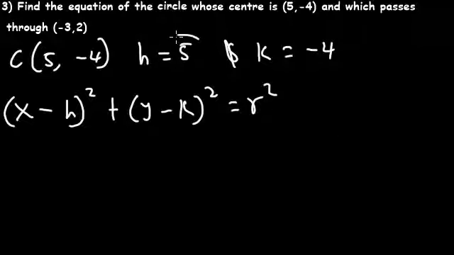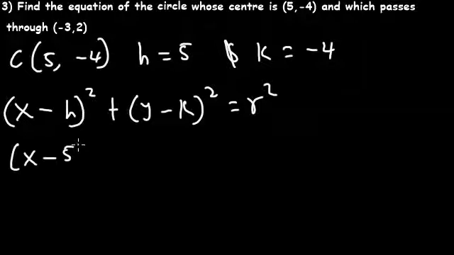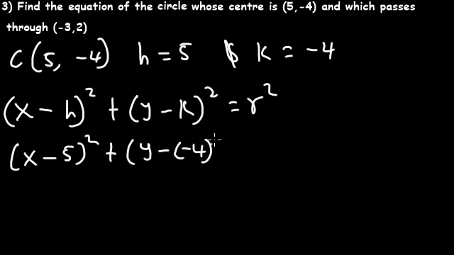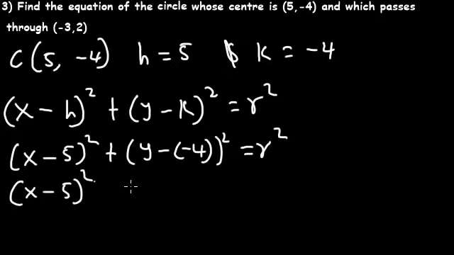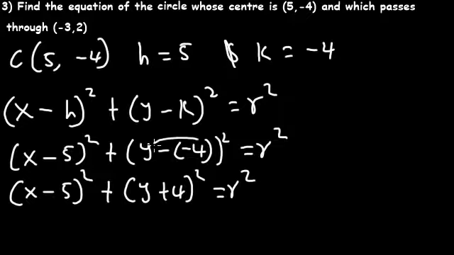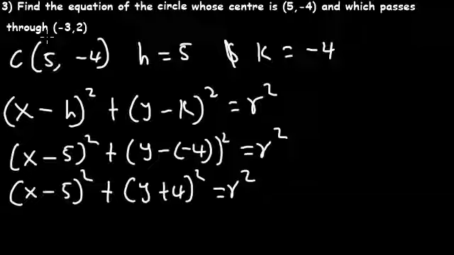Now if we plug in the corresponding values of h and k in the equation, notice that we now have (x - 5)² + (y - (-4))² = r². Simplifying this further, we now have (x - 5)² + (y + 4)² = r². Notice the negative sign multiplied by -4 gives us +4. Now, what should we do to find the value of r?